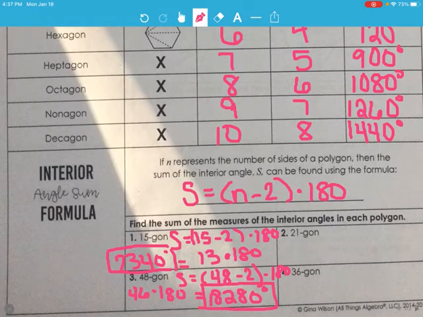2 and 4, I'm going to leave for you guys to do so you can practice the formula a little bit. Again, you're just subtracting out that n, you're putting in the number they give you, and you're just doing your PEMDAS.